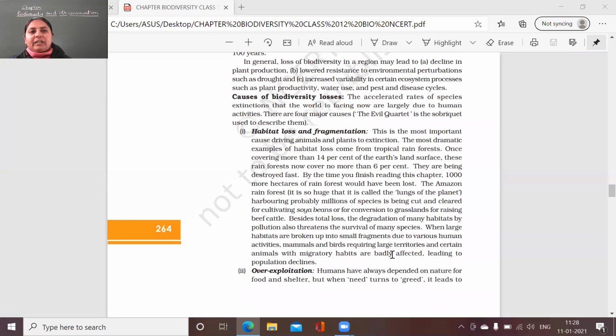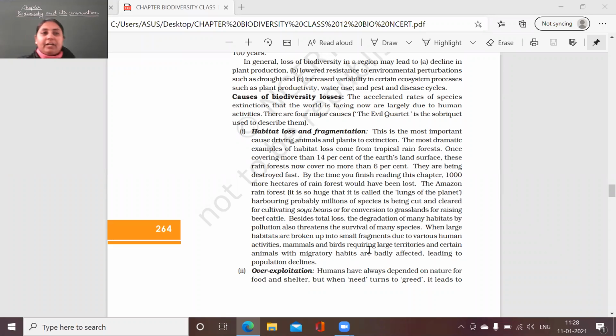तो हैबिटेट लॉस एंड हैबिटेट फ्रैगमेंटेशन का मतलब यही है कि ह्यूमन इंटरफेरेंस की वजह से या तो लार्ज जो हैबिटेट्स हैं उनको स्मॉल टेरिटरीज में कन्वर्ट कर दिया गया है, जिससे स्पीशीज में बिहेवियरल चेंजेस हुई हैं, दे आर नो मोर इंटरेस्टेड इन any task of reproduction, and reproductive isolation is also there.